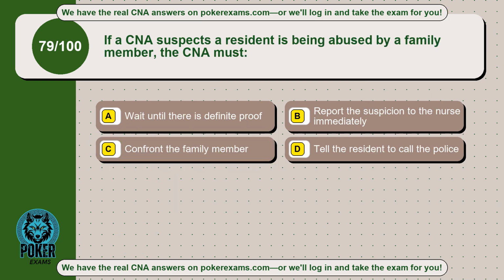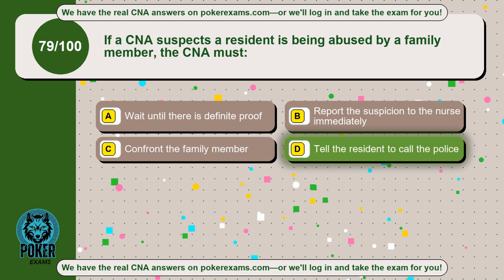Question 79. If a CNA suspects a resident is being abused by a family member, the CNA must: Option A, wait until there is definite proof. Option B, report the suspicion to the nurse immediately. Option C, confront the family member. Option D, tell the resident to call the police. The correct answer is option D, tell the resident to call the police.